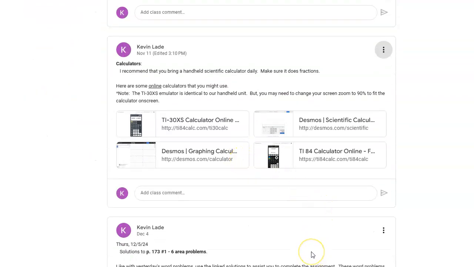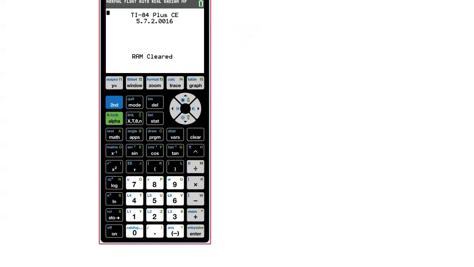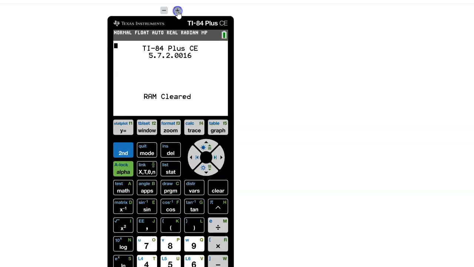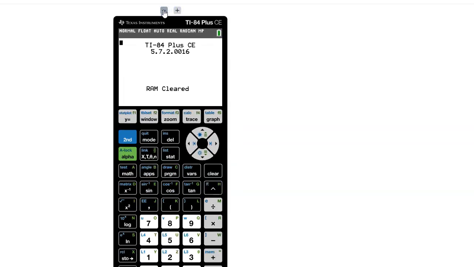In the stream, here's the post that has some calculators. The calculator that I want is called the TI-84. I'm going to select that one from the link. Here is what a TI-84 graphing calculator looks like. You maybe have seen these in middle school or high school in classroom as a handheld calculator. Remember that right above the calculator, there's a little plus minus symbol that zooms bigger or smaller, and you can adjust it to fit on your Chromebook screen.